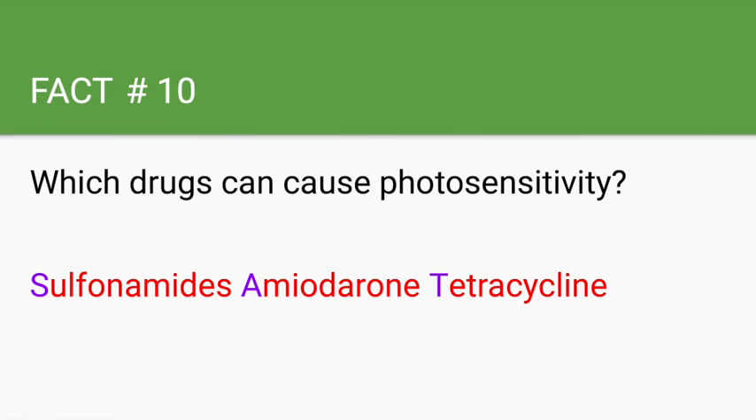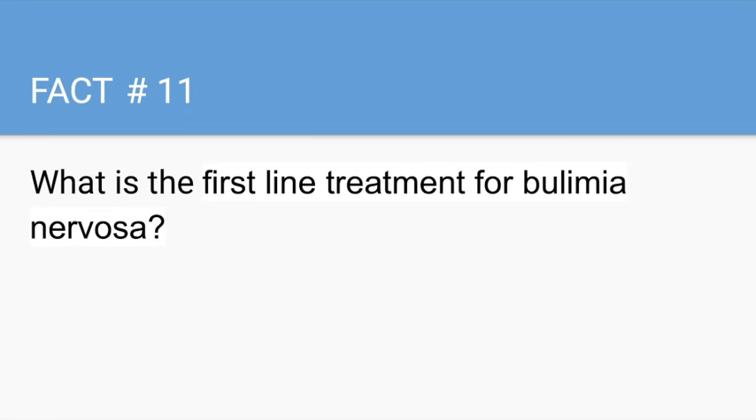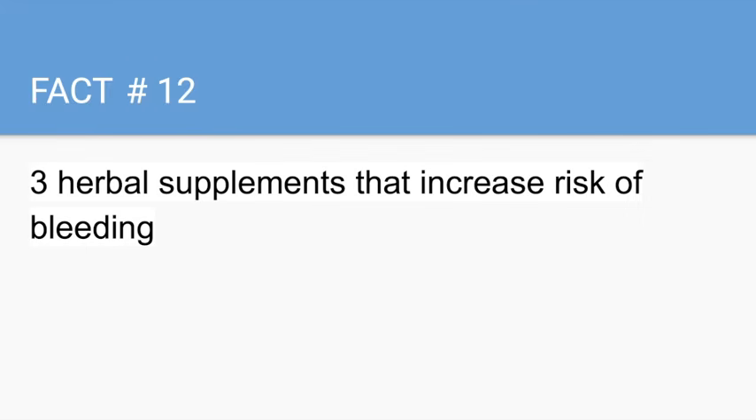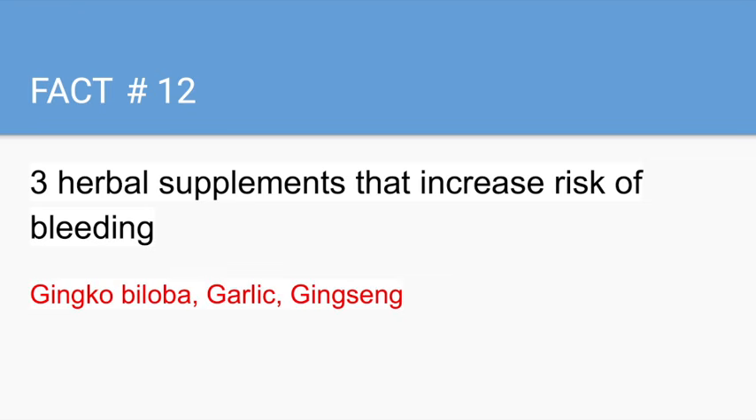What is the first-line treatment for bulimia? Fluoxetine, which is an SSRI. What are 3 herbal supplements that can increase the risk of bleeding? Garlic, ginseng, and ginkgo biloba. Probably pronounced those incorrectly, but let's look at the spelling here on the screen.